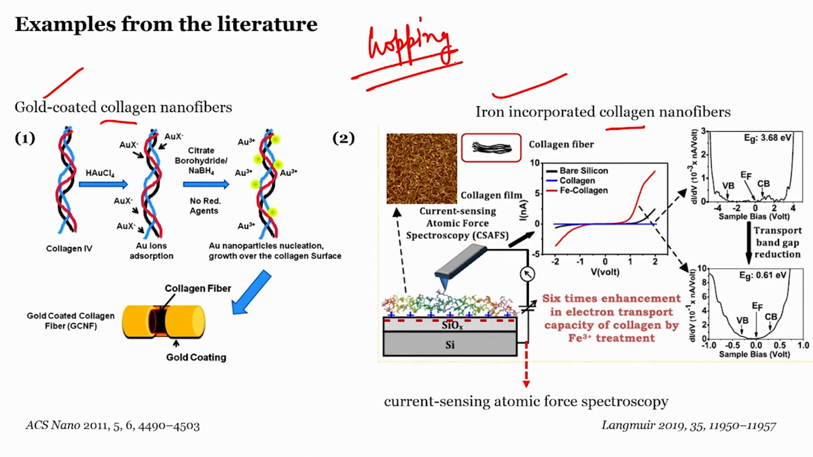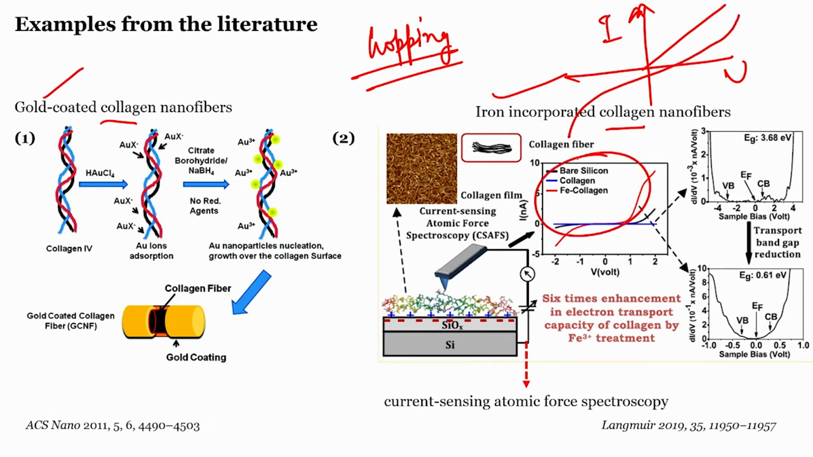And this hopping, how was it deduced that it was a hopping mechanism? By understanding its IV characteristic, which was not ohmic. Ohmic is generally linear. If you plot I versus V, in this case there was a deviation, as you can see in this particular figure.